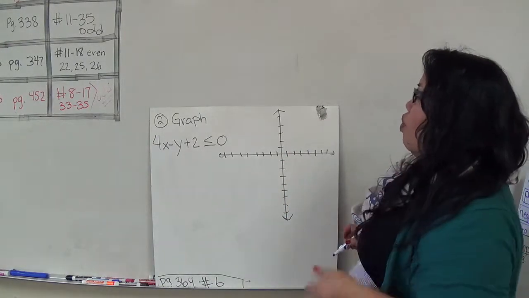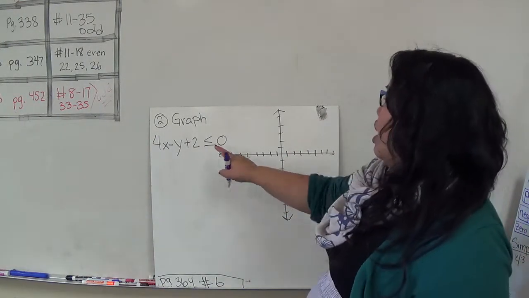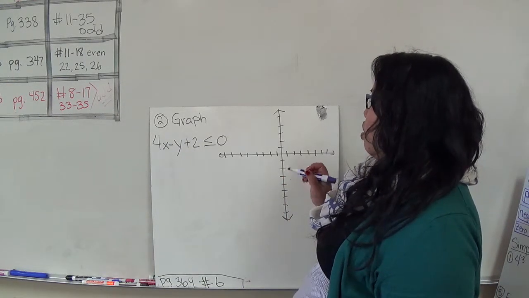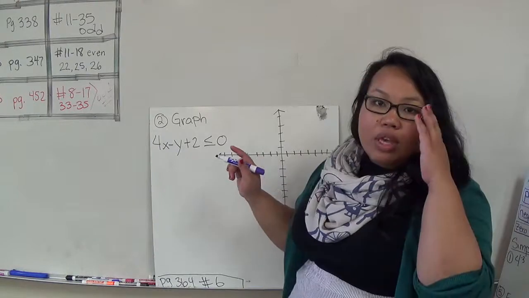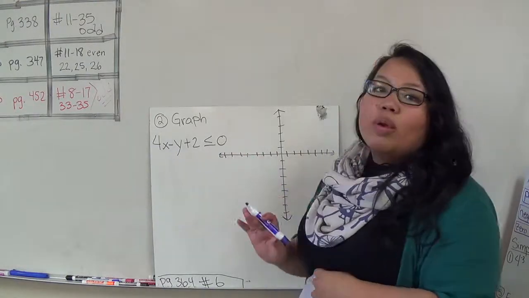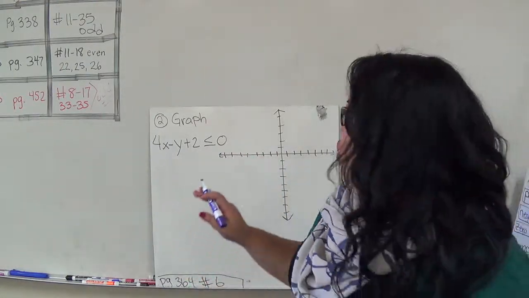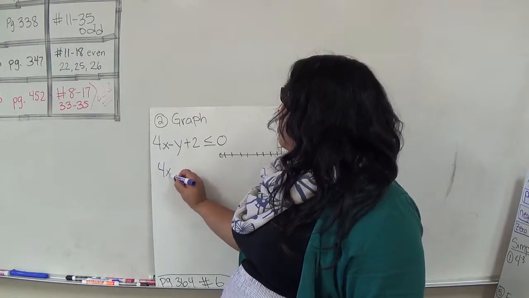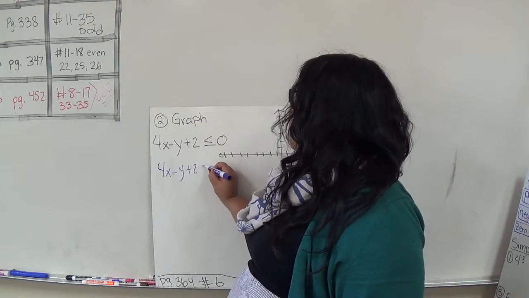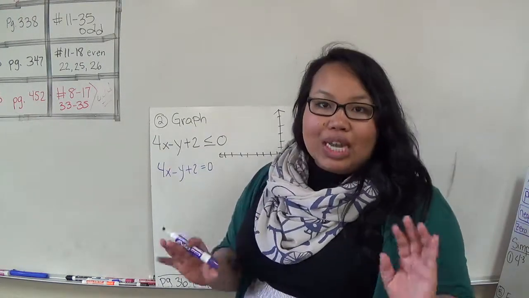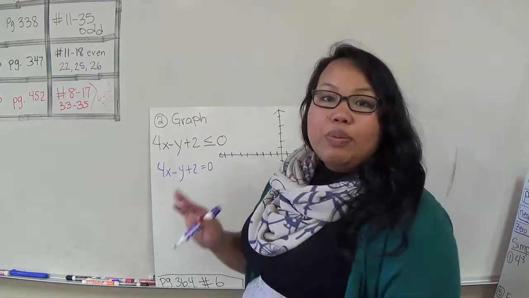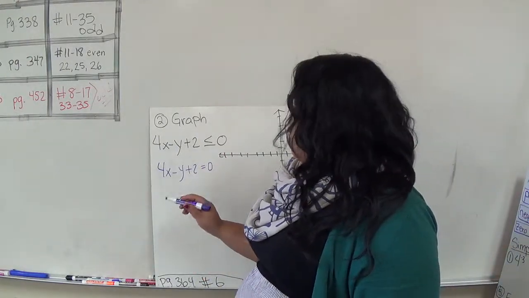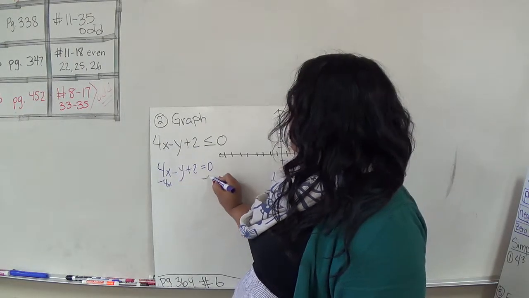What you see here is 4x minus y plus 2 is less than or equal to 0. I'm going to first worry about graphing the line. So I'm going to change the inequality to an equal sign, just for now, because I'm not worried about shading just yet, so this should be review. I'm going to put it into the y equals mx plus b format, so I'm going to isolate y. I'm going to subtract 4x from both sides.